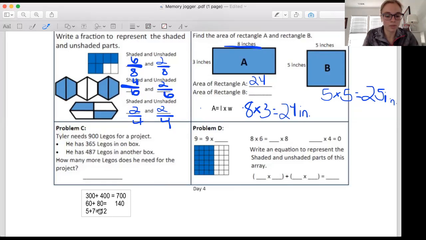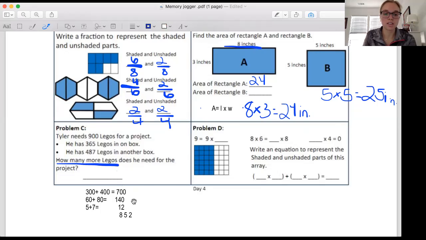And then I'm going to add them all together. So then I have 700 plus, I will start with my, it's kind of tricky with this, but I know that 2, and then carry my, this is going to be 5, and 7 and 8. So my number is 852. However, I am not finished. I need to know how many more Legos does he need for the project.